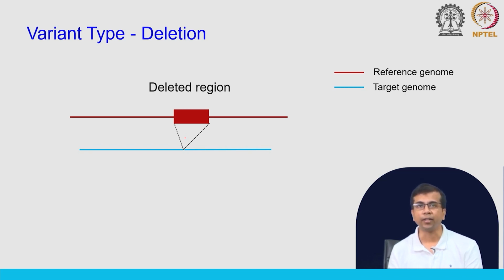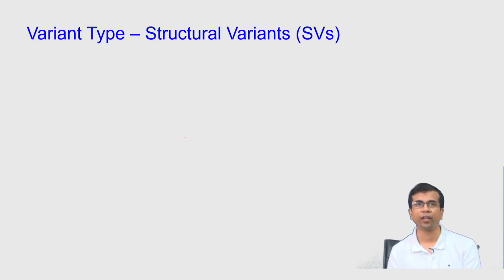What happens in deletion is that this region from the reference genome is not present in the target genome, right. So, this region is deleted in the target genome. Okay. So, this is what we call deletion.